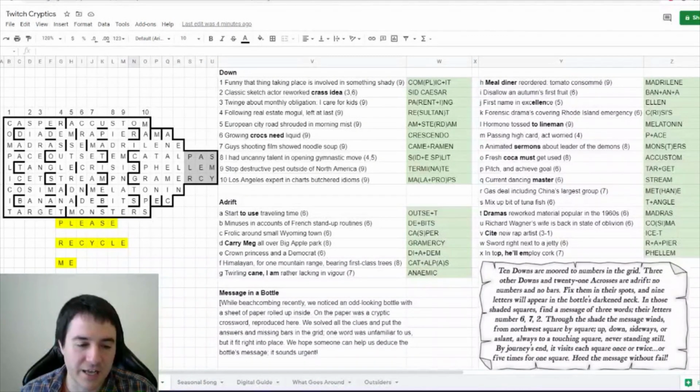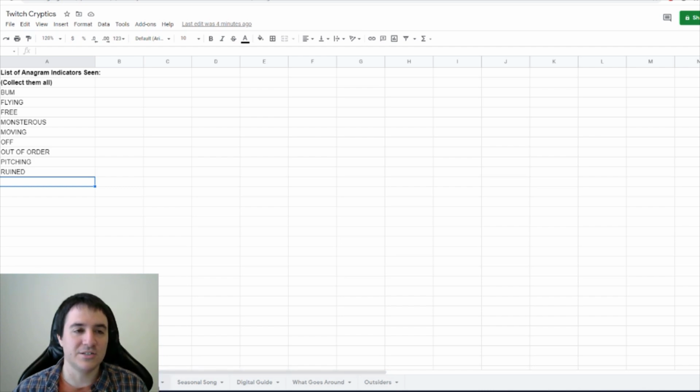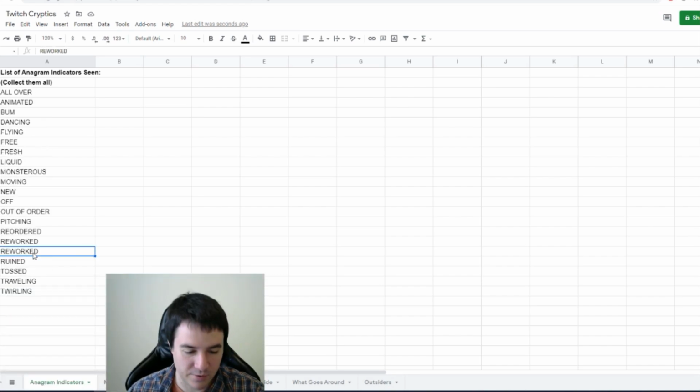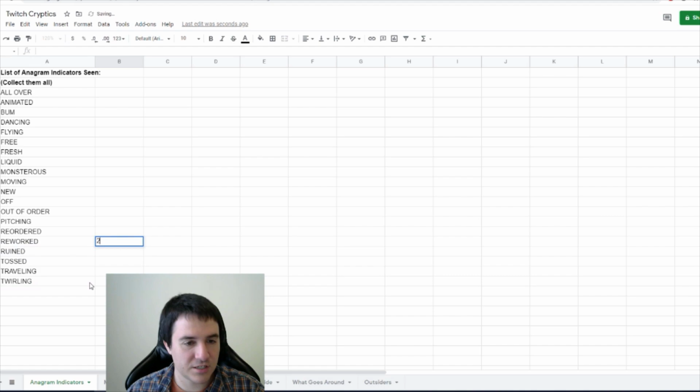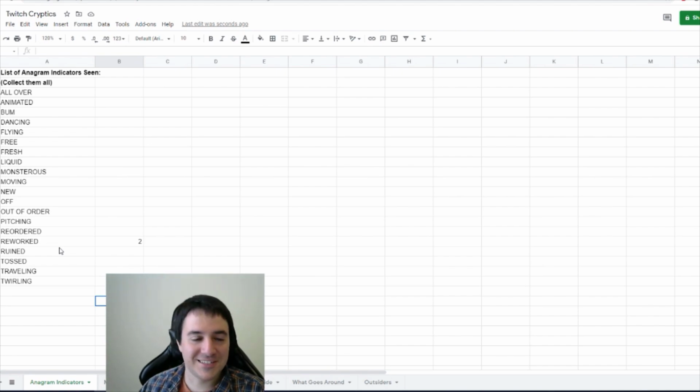I started a list of anagram indicators, so I would like to add the new anagram indicators that we found from this puzzle into our list of collected anagram indicators. We're trying to collect them all. Reworked appears twice? Yeah, reworked does appear twice, thanks. Maybe I should keep track of how many times we've seen them as well, because then we can give a rarity ranking. Like in collectible cards, we can rank the anagram indicators as commons, uncommons, rares, and mythics.